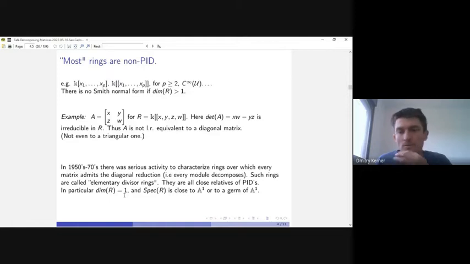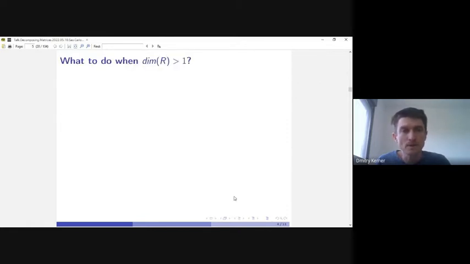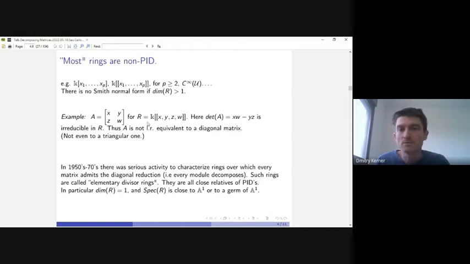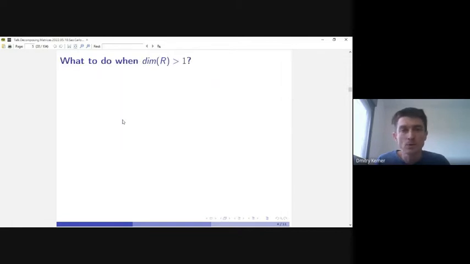So this is the essential part. The moment you are in dimension bigger than 1, you cannot diagonalize your matrix. They all correspond to an affine line, to an open subset of an affine line, or to a germ of an affine line, not more. And then the question is, what to do when the dimension is bigger than 1? We have just seen that there are many matrices which cannot be block diagonalized. So what to do here?